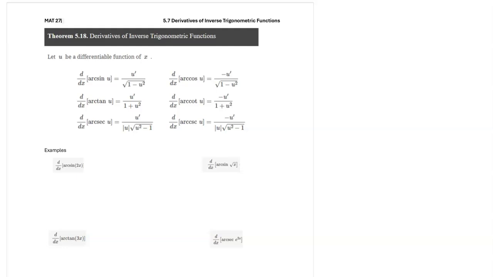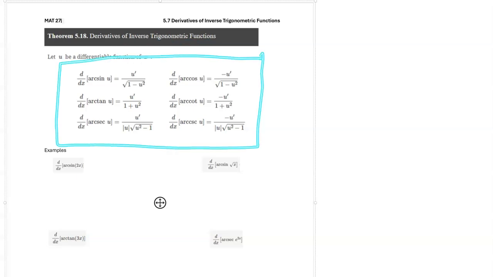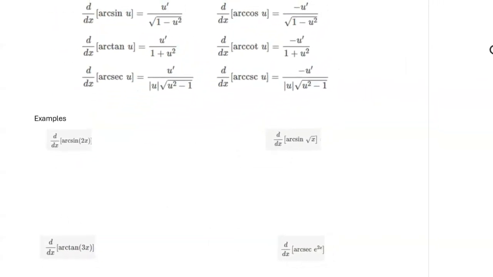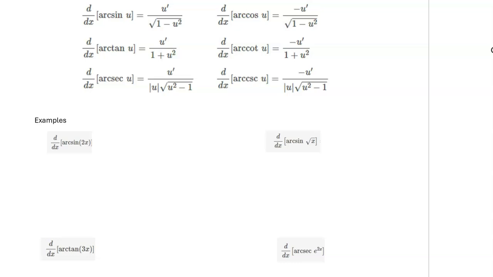In this video, we will be differentiating inverse trigonometric functions. We begin with Theorem 5.18, which gives us the chain rule version of the 6 derivative rules for the inverse trig functions. And now we will look at some examples where we apply those rules to differentiate inverse trig functions.